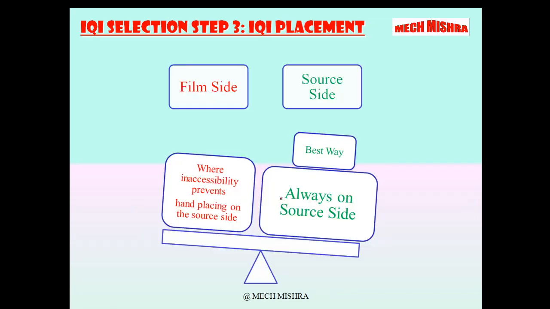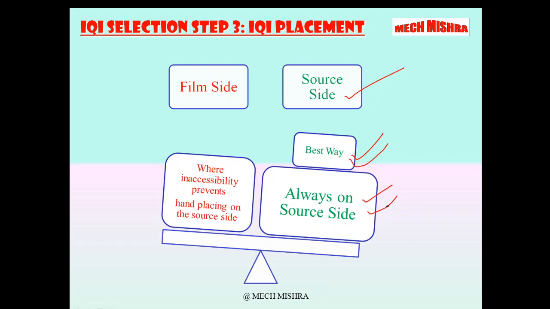So now we will see when we put the IQI on the film side and when on the source side. Putting it on the source side is the best way. So what the code says is, always put this IQI on the source side.